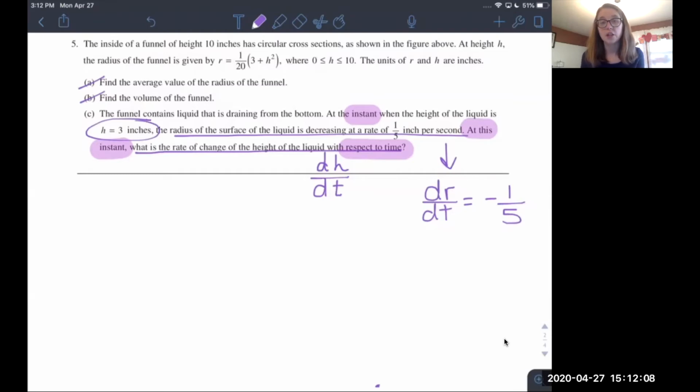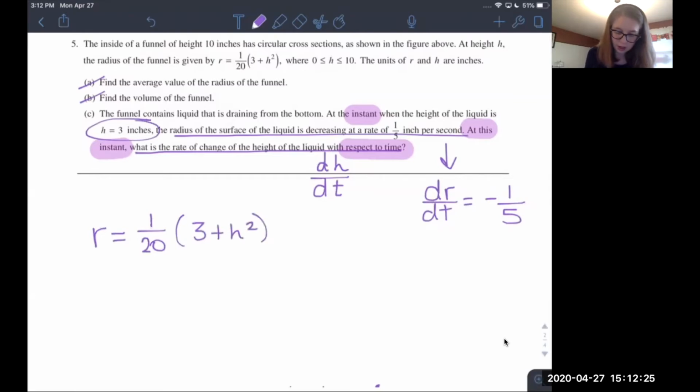Which means you want to start by taking the derivative of an equation that has r and h in it. Luckily we have that. That's the given equation, r equals 1/20th times 3 plus h squared. What I want to do is take the derivative of this with respect to t. Before I do that, I am going to multiply out the coefficient of 1/20th, because that's going to make it a little bit easier to take my derivative.